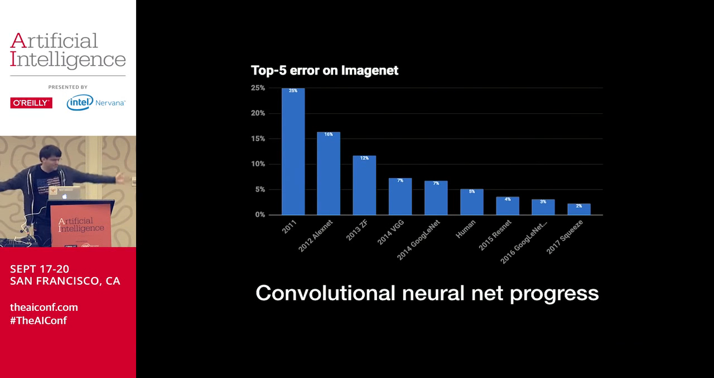Then just two months ago, this other paper comes out and they're like, we got 2.25%. 2.25 from 3% is kind of a huge deal. And so it's really exciting that this is still moving and moving quickly.